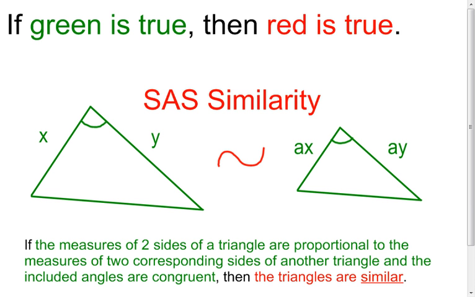Again, be careful with this one. Don't confuse it with the SAS that says the 2 triangles are congruent. There's a difference. This one, the sides are proportional. In the congruence one, the sides are congruent. And that's going to conclude the lesson portion of the shortcuts, or what I call the shortcuts to proving triangles similar.